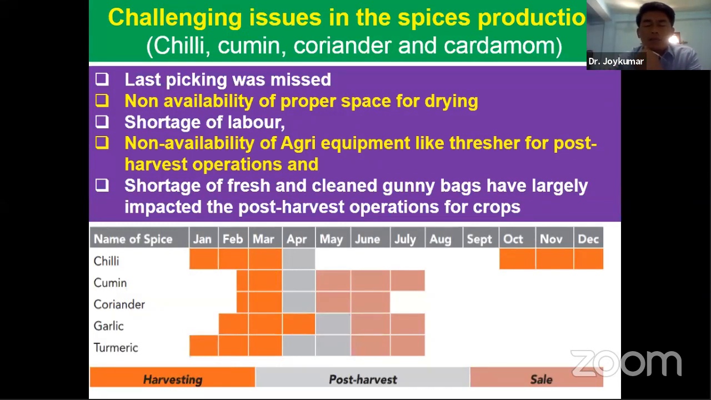And mostly what happened, all these spices, when they are harvested, have to go for post-harvest processing. So there was no time. The post-harvest processing was already late because after harvesting, the spices were supposed to be dried, graded. So many steps were there. That could not be done because of the lockdown. So now you can imagine what would be the quality of the spices that were harvested during that time.